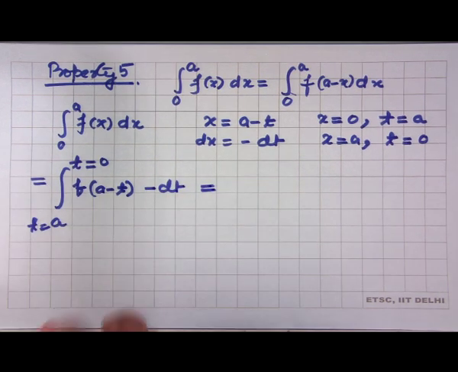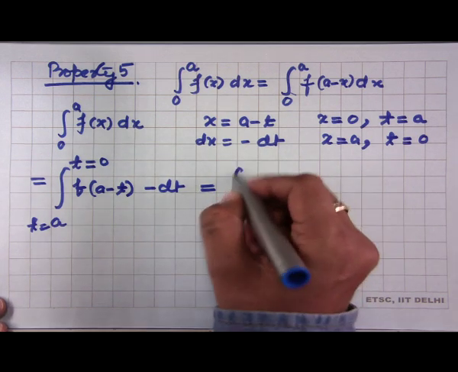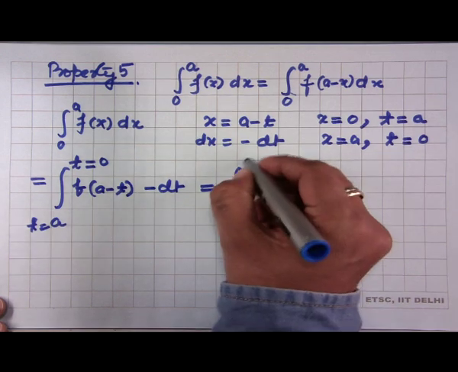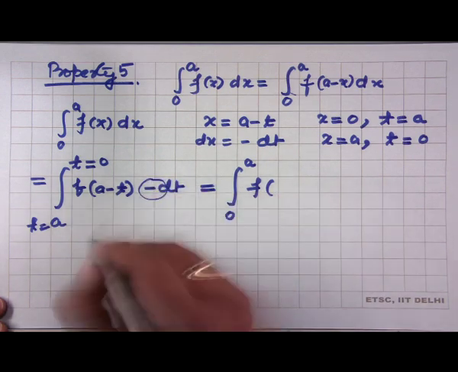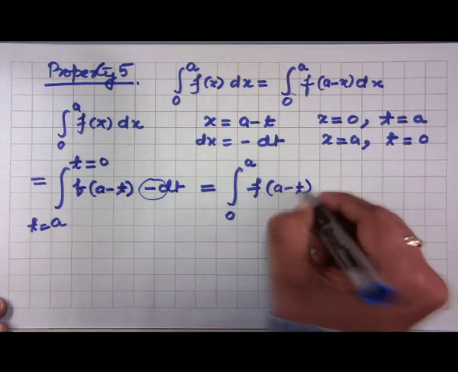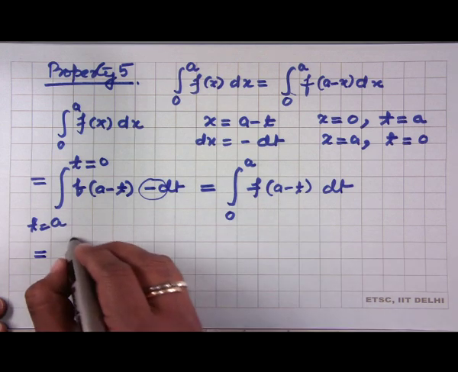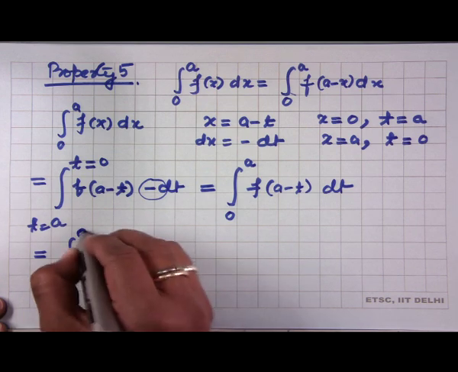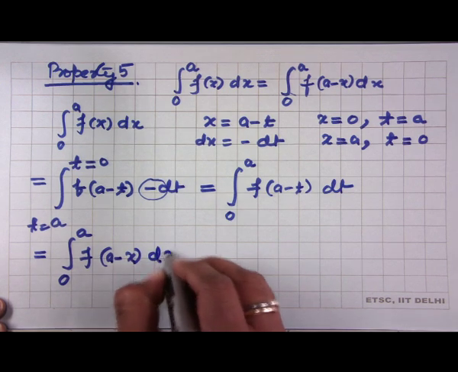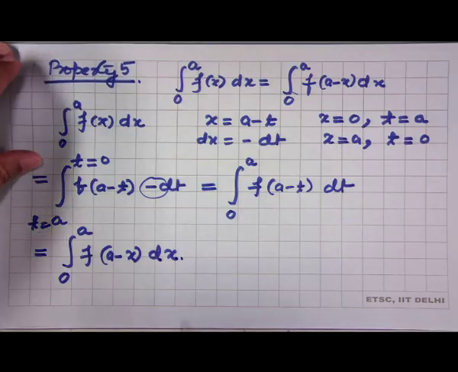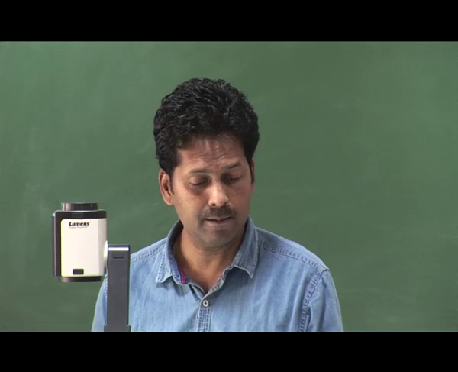By using property 2, you can interchange the limits. So, this negative sign will be cancelled. So, you get this. Now, if you replace t, being the dummy variable, by x, you get the RHS. This proves your property 5, a very important property. We will solve a lot of problems by using this property.